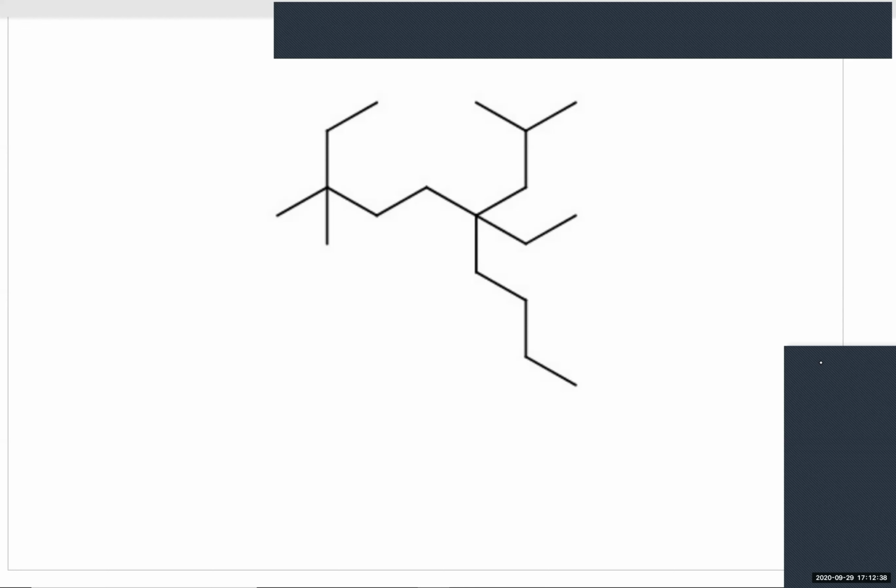Does anyone have a proposed name for this compound? Would anyone like to propose a name or at least a carbon locant number for this compound? This one's a little bit more tricky than usual, but if you follow the same rules, you'll have no issues. So does anyone have their proposed name for this compound? Would anyone like to propose a name for this compound?